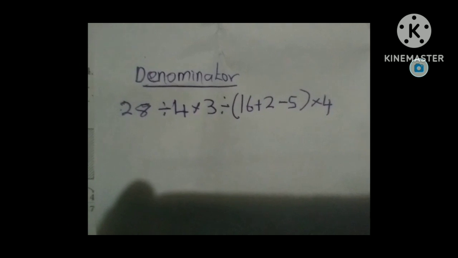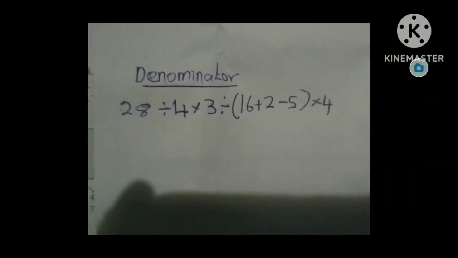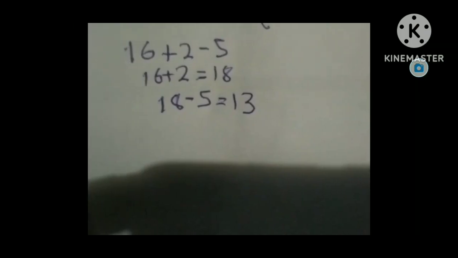You do the same for the denominator. You write it down. After writing it down, you have to apply BODMAS. So when it comes to BODMAS, in this case, you have to solve what is in the bracket of this part of the question. So it is 16 plus 2, negative 5. So you solve it using BODMAS. 16 plus 2, that is 18. 18 minus 5, that is 13.